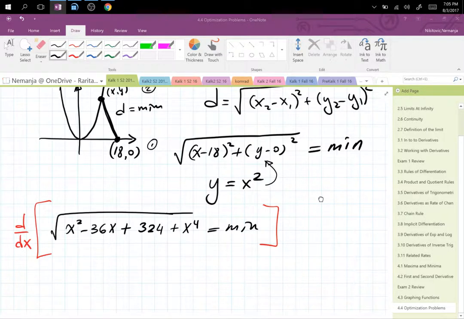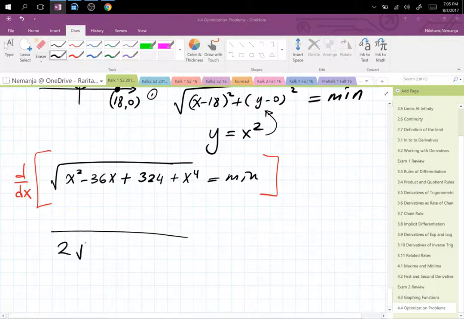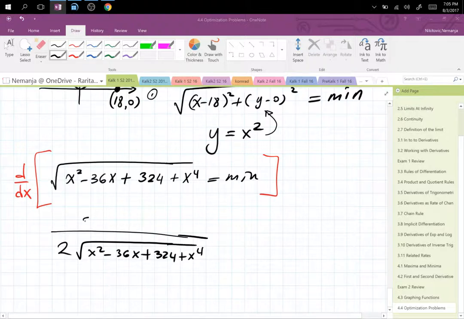Now the derivative of this is, right? We have 2 times the square root going in the denominator. That's the form of how we take derivatives of square roots. Its derivative goes on top, which is 2x minus 36 plus 4x cubed, equals 0. You got to solve this equation.